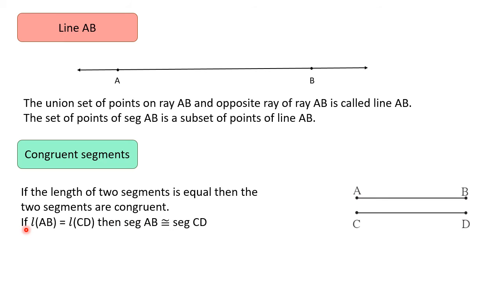How do we write that? If length AB is equal to length CD, then segment AB, this is the congruent sign, which is written as an equal sign with a wave kind of thing on top, or you can call it an S. So segment AB is congruent to segment CD. So they are congruent when both the lengths are equal. Okay, length AB is equal to length CD.